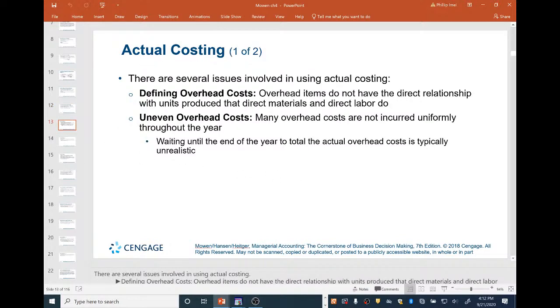So actual costing, several issues involved with using actual costing. Defining overhead costs. A lot of these overhead items do not have a direct relationship to whatever the direct materials or direct labor do. So how are we actually going to even assign the overhead costs? So it's hard to define them, right? The second issue is uneven overhead costs. So these don't occur evenly over a year.